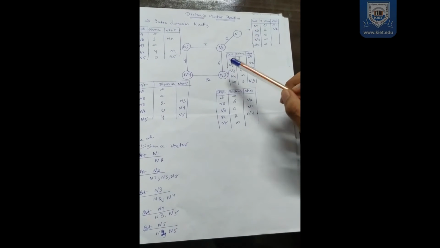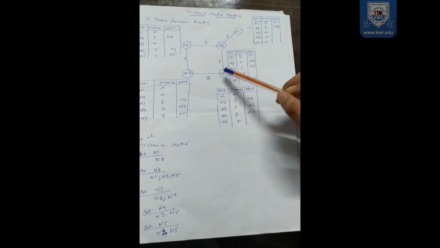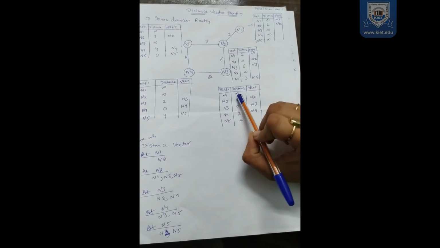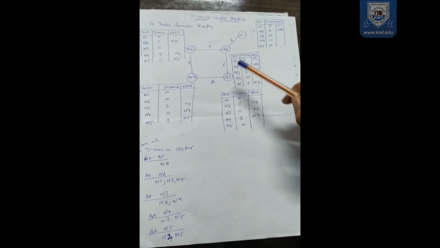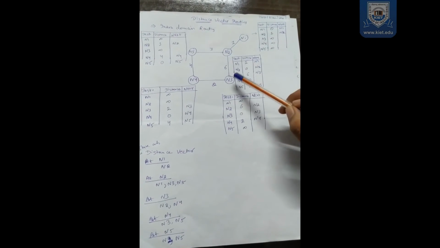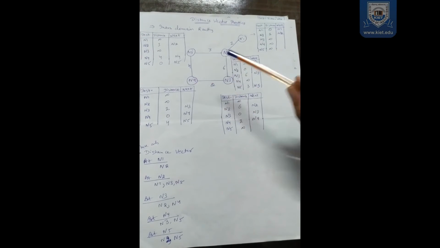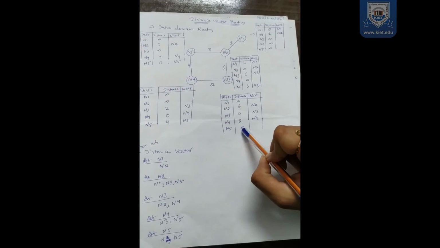Now come to the next node, N3. The distance between N3 to N1. Let's see, these are not directly connected nodes. So it will create the routing table and update its distance as infinity. N3 to N2 is 6, N3 to N4 is 2, and N3 to N5 is again infinity.